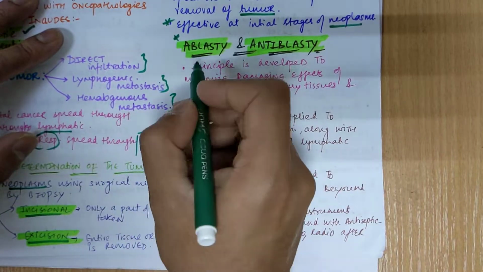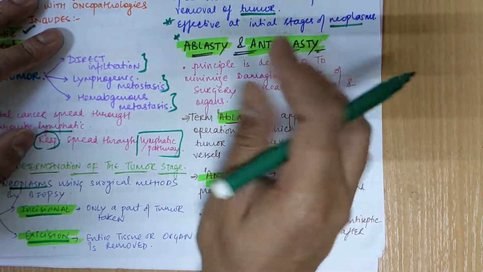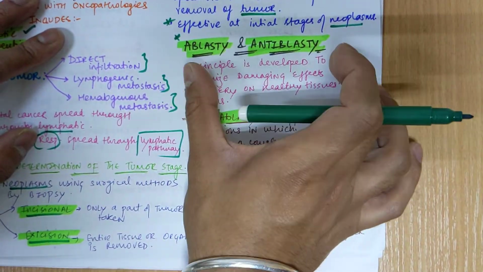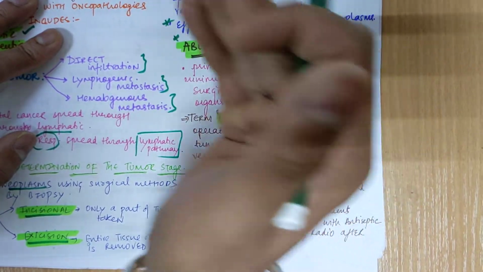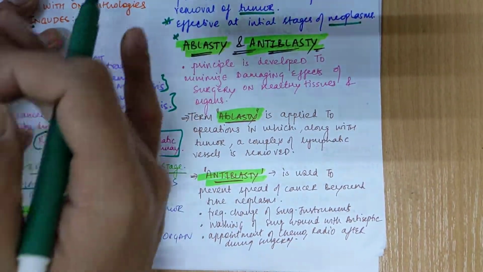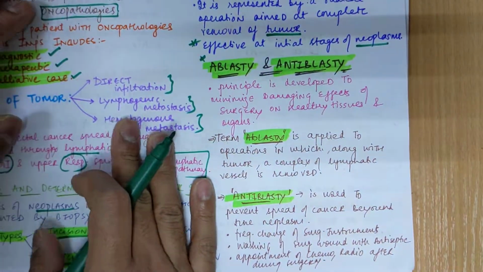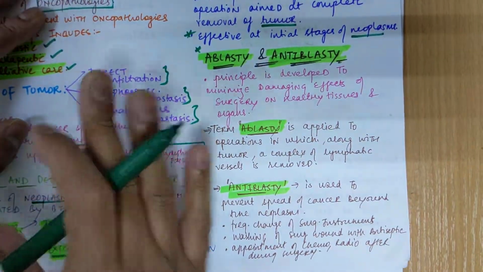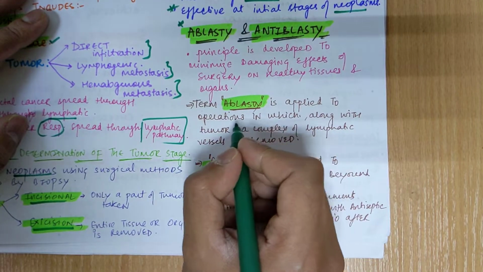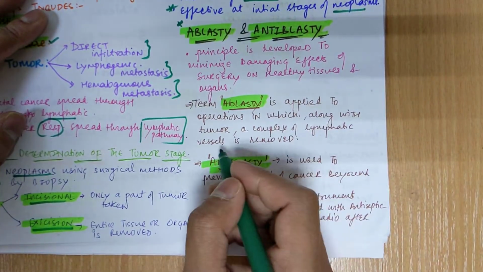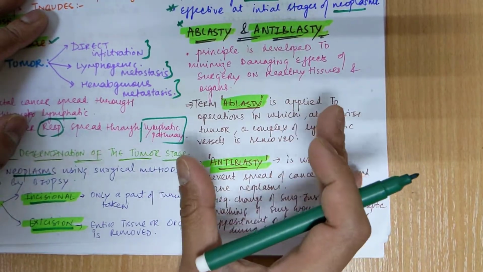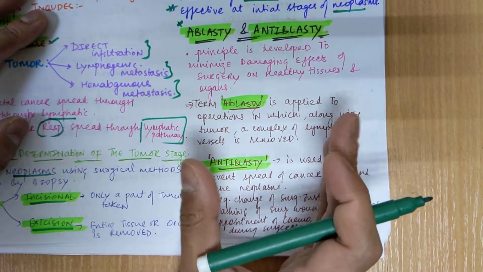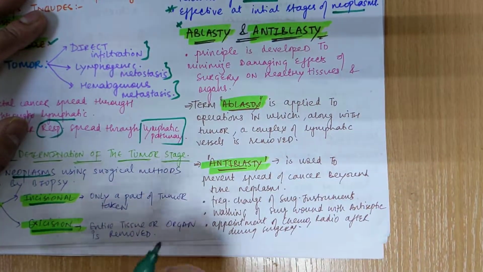Now let's see the meaning of these terms. Ablastics: this principle was developed to minimize the damaging effects of surgery on healthy tissues and organs. These two principles were developed to minimize side effects or any damaging effects that can occur through the operation to healthy organs nearby. Ablastics is applied to operations in which, along with the tumor, a complex of lymphatic vessels is removed. So during the operation, if any lymphatic vessel is removed by mistake, that term is called ablastics.